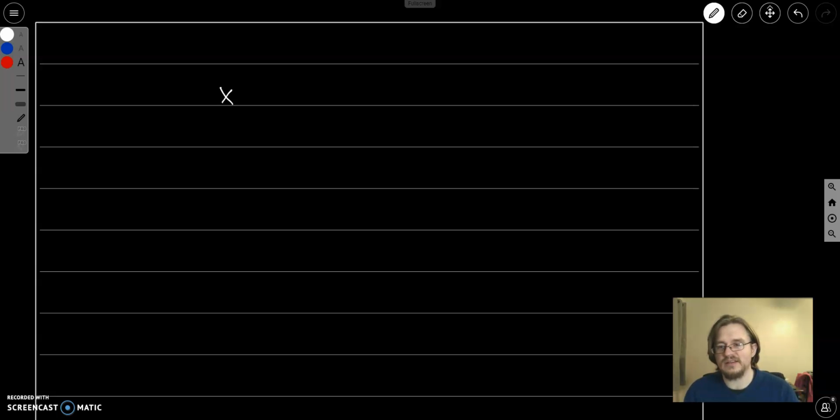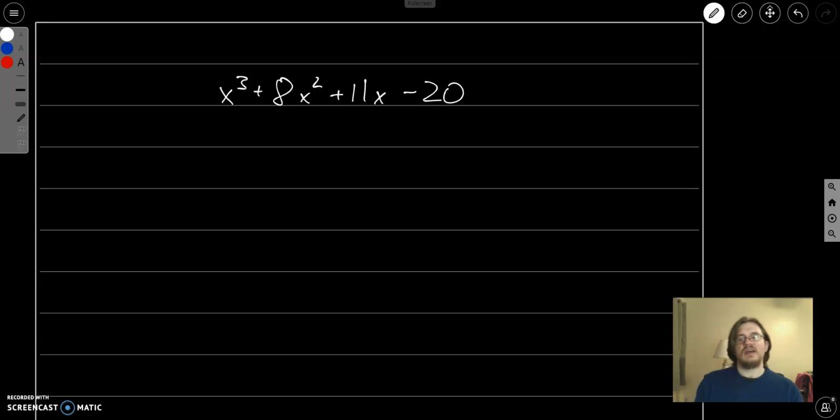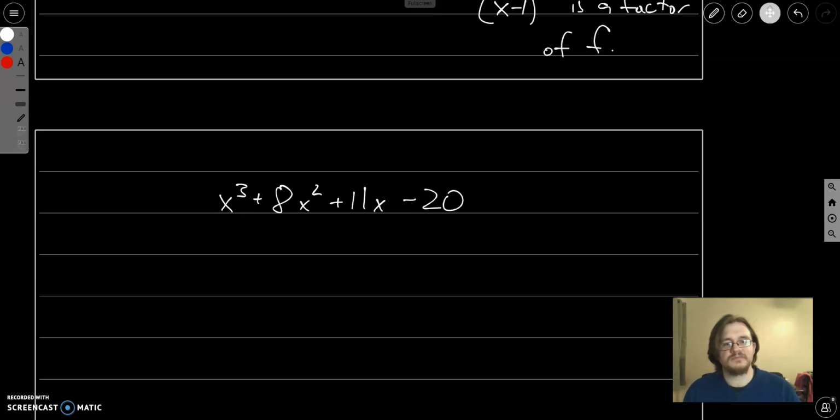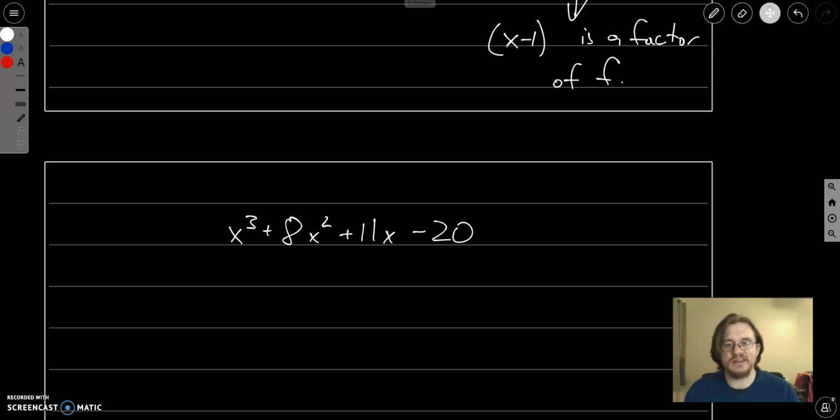So if I write f down, so this is x cubed plus 8x squared plus 11x minus 20, I know one factor. So how do I find the other? How do I find the other one? I divide by that factor. Again, if I divide by that factor, what I get times the first one should be this whole thing. So again, I'm just going to divide and everything should work out.